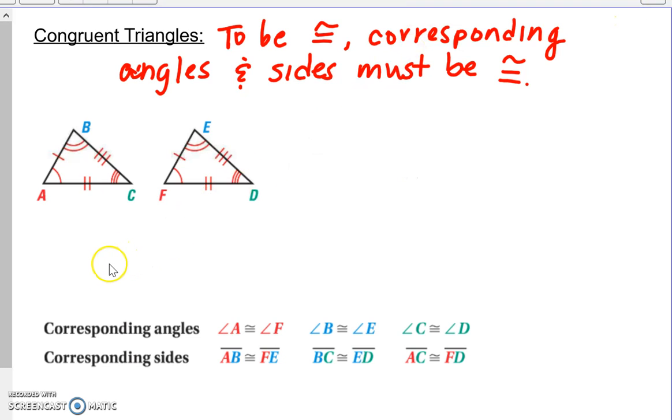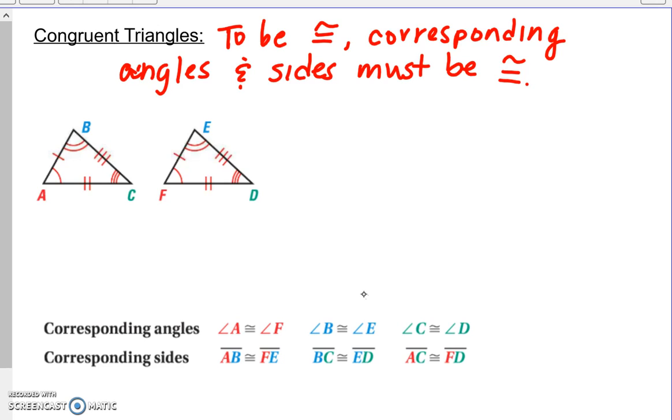I would like you to take a second and write those corresponding angles and corresponding sides down. Angle A is congruent to F, B is congruent to E, C congruent to D. Segment AB congruent to segment FE, BC, ED, AC, FD.